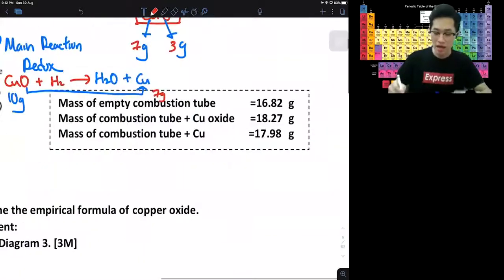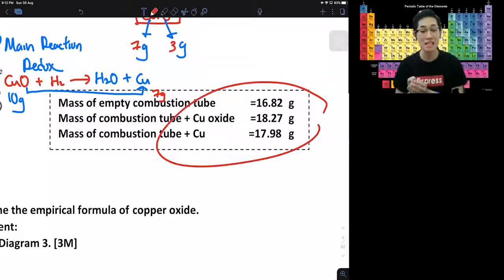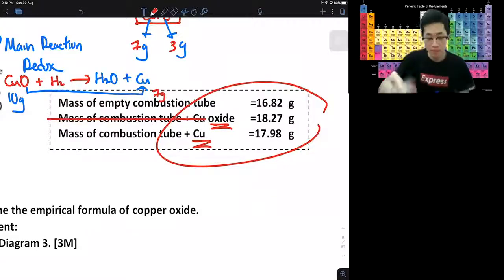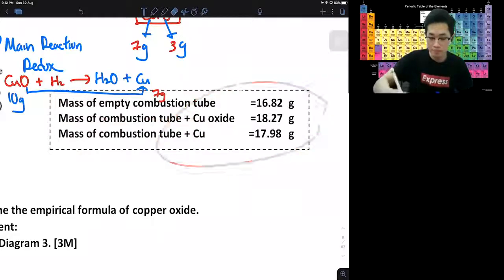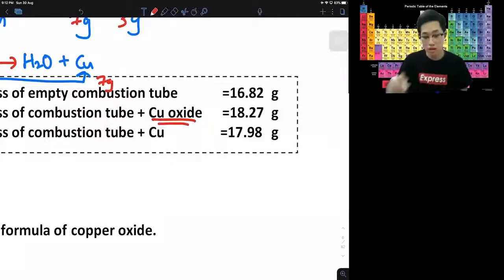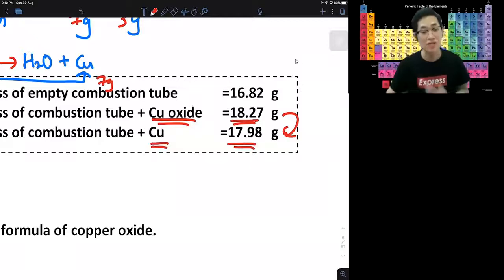So you can see everything is recorded here. The mass of the Cu and the oxide. So you can minus off everything here to find the mass of oxygen. And then you can see before the experiment, copper 2 oxide is 18.27 grams. After the reaction, it becomes copper only. The mass has decreased. That's what I told you just now. The mass has decreased.